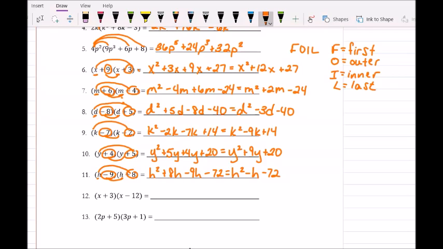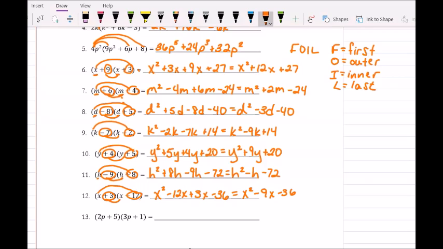Number 12, first, x times x is x squared. Outer is negative 12x. Inner is positive 3x. And last, positive 3 times negative 12 is negative 36. And then combining x squared, negative 12 plus 3. Remember, subtract, take the sign of the higher, so negative x minus 36.